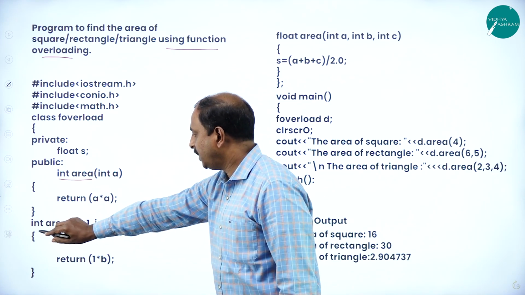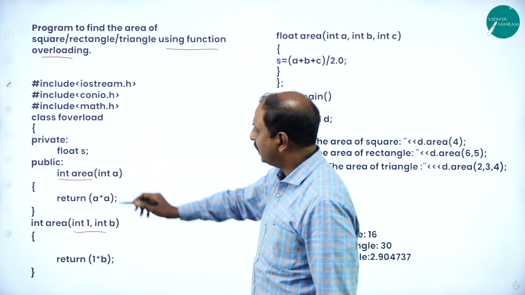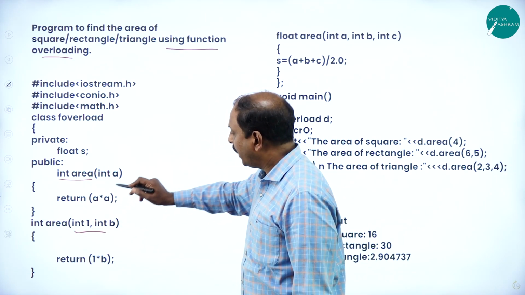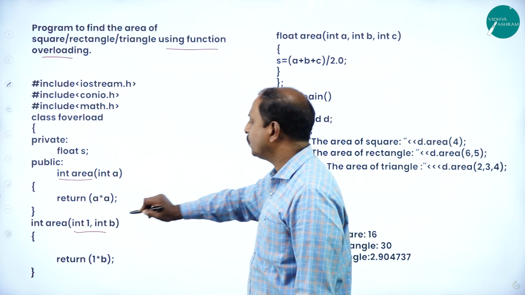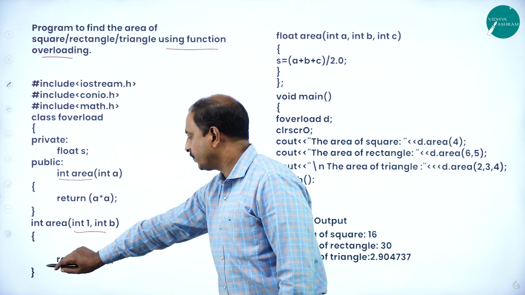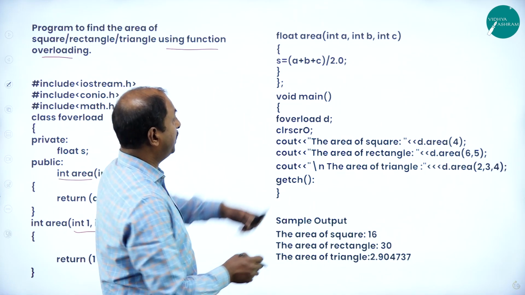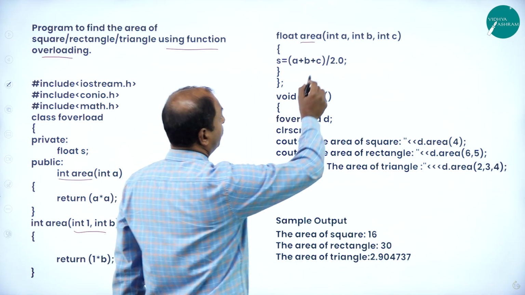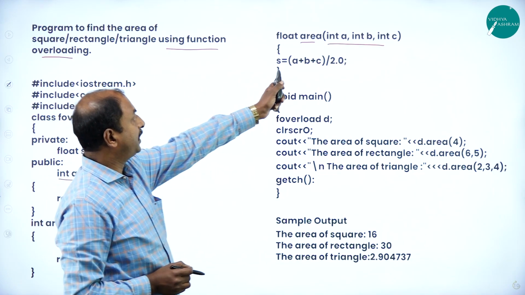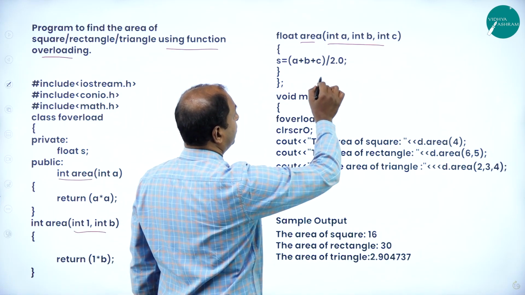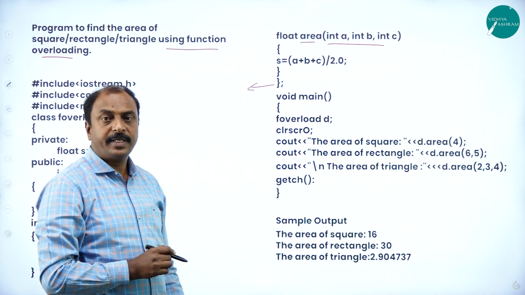Now the second function, int area, int l comma int b. And again, if you observe this, the function names are the same, area, and these two differ in their argument list. Here is only one argument, here there are 2 arguments. And again, body of the function, return L into B. Now, in the next function, float area, area is the name of the function with 3 arguments or 3 parameters. So here the formula is this. This is the body of the function. Here we are closing the class with a semicolon. So this is the class definition.